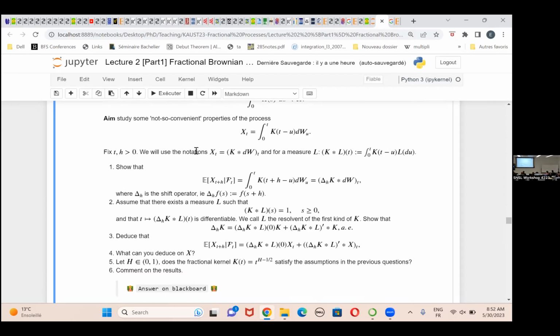Yeah, so this I will leave as an exercise. You can try to check, because for now, everything we did was under the assumption that such a measure L exists. As an exercise, I'll leave it to show that if you take a fractional kernel, then you have existence of this resolvent, depending on the value of h. Okay.